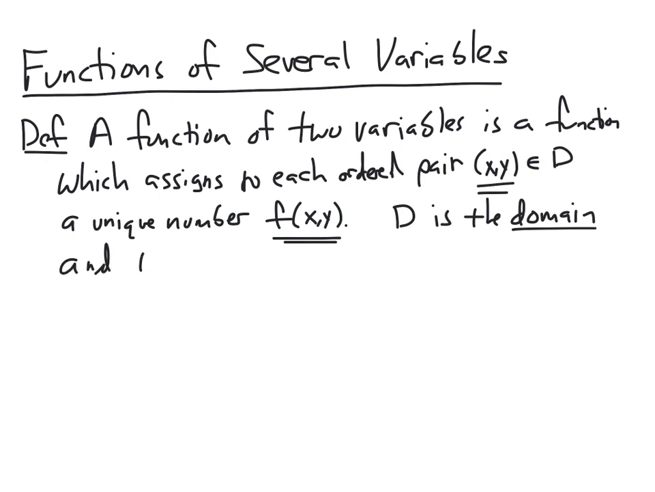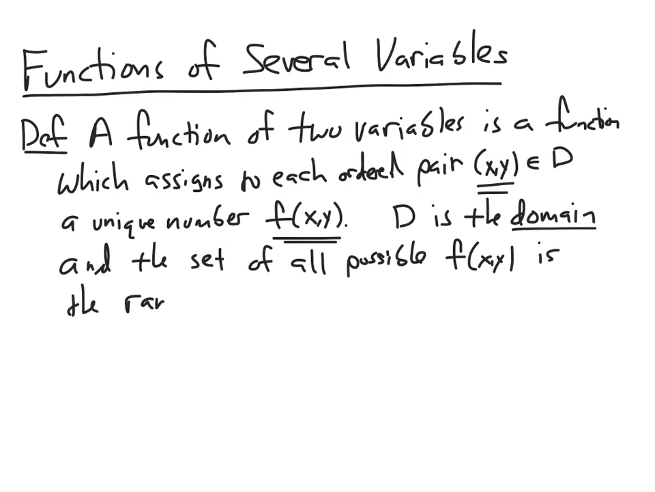And the set of all possible f of x, y will be the range. So again, same definitions as in your previous experience with functions. For a really simple example of a function of two variables that you've seen before, you could talk about the volume of a cylinder.